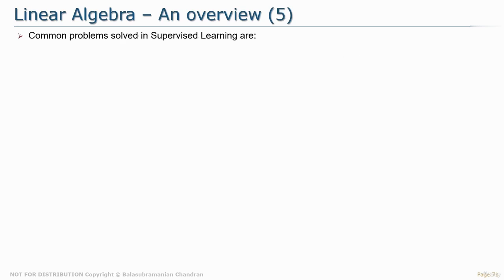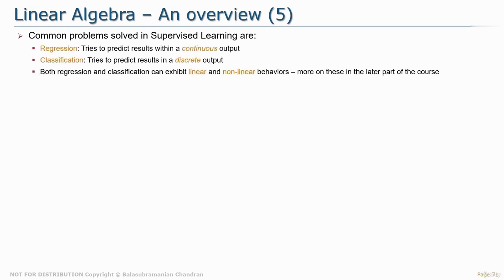Now let's see in supervised learning what are the common problems solved. The common problems solved in supervised learning are 1. Regression, 2. Classification. The regression tries to predict results within a continuous output. The classification tries to predict results in a discrete output. Both regression and classification can exhibit linear and nonlinear behaviors. More on this in the latter part of the course.